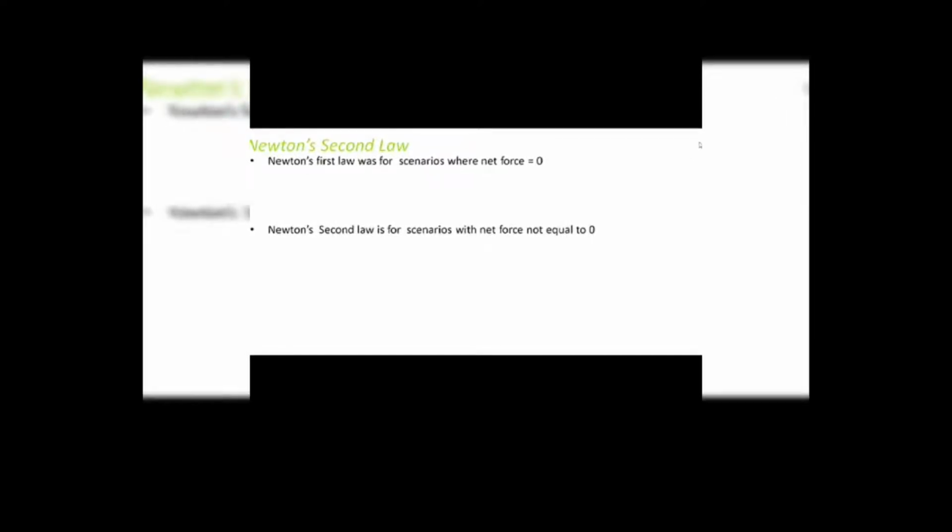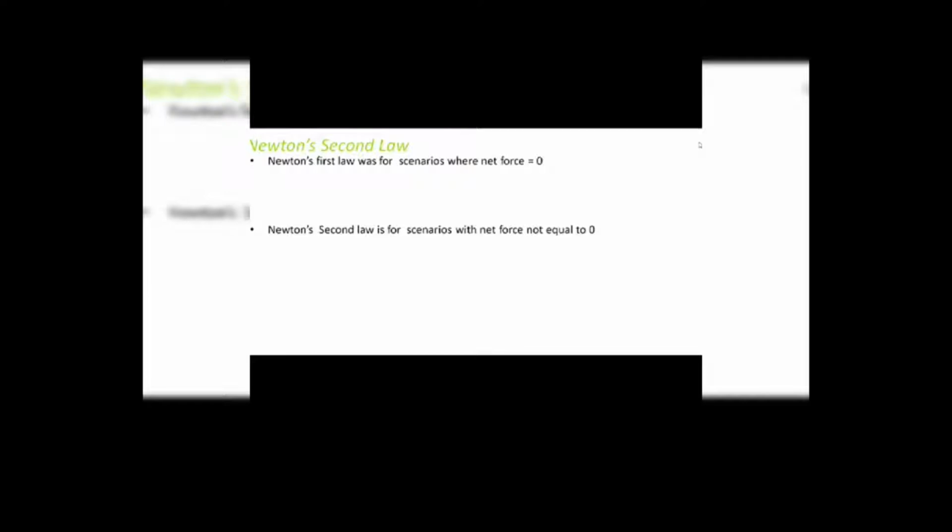Newton's first law was for scenarios where net force is equal to zero. That means Newton's first law basically talked about uniform motion. It spoke nothing about non-uniform motion. It only told that an object at rest will try to be at rest and an object in uniform motion will try to be in uniform motion until and unless we apply some external force on it.